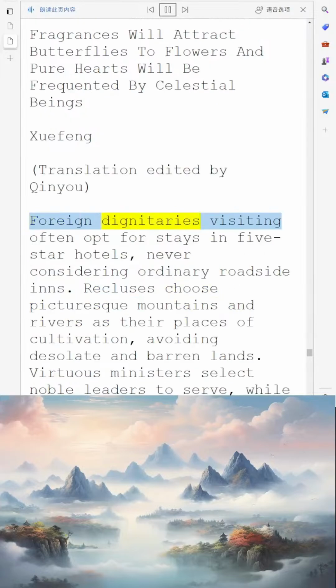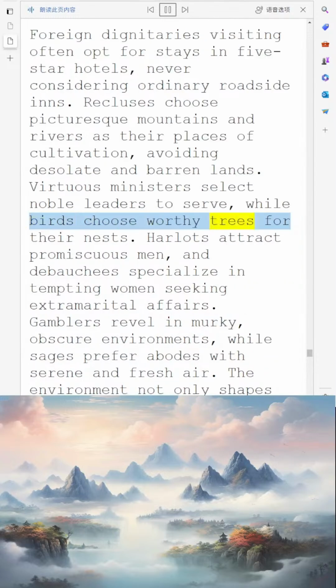Foreign dignitaries visiting often opt for stays in five-star hotels, never considering ordinary roadside inns. Recluses choose picturesque mountains and rivers as their places of cultivation, avoiding desolate and barren lands. Virtuous ministers select noble leaders to serve, while birds choose worthy trees for their nests. Harlots attract promiscuous men, and debauches specialize in tempting women seeking extramarital affairs. Gamblers revel in murky, obscure environments, while sages prefer abodes with serene and fresh air.